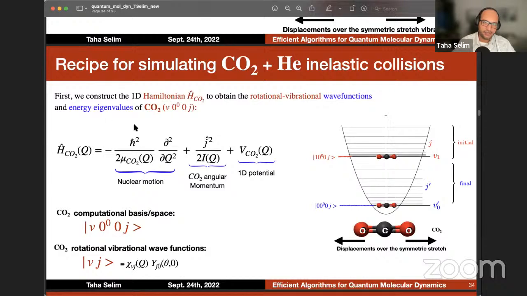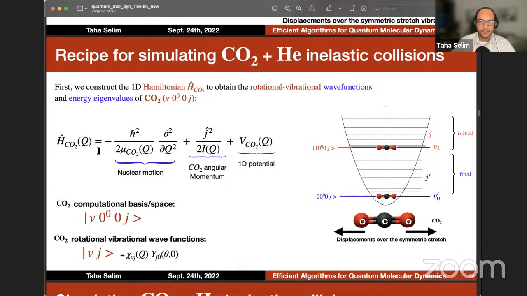So now what we see here is that we need to construct a good Hamiltonian to describe the system. To do this, we need to write a Hamiltonian for that mode to obtain the rotational-vibrational wave functions and energy eigenvalues. For that, we have three terms in this Hamiltonian. When we diagonalize the Hamiltonian, we obtain the states, which are represented by the wave functions, and the eigenvalues represent the spectra, or the energy, of these states. And we have three terms here.